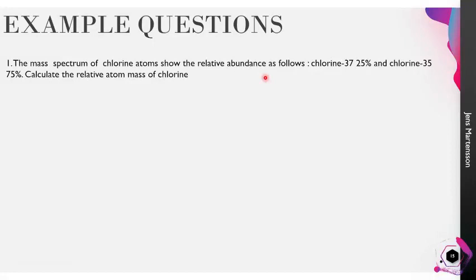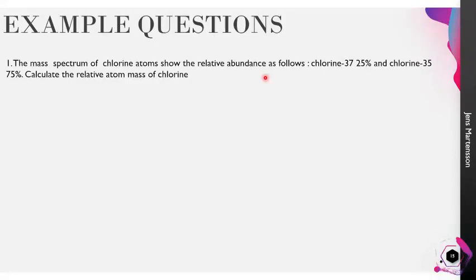So the question reads, the mass spectrum of a chlorine atom shows the relative abundance as follows: chlorine 37 as 25% and chlorine 35 as 75%. And we're supposed to calculate the mass of chlorine. So what we'll do is work through this.